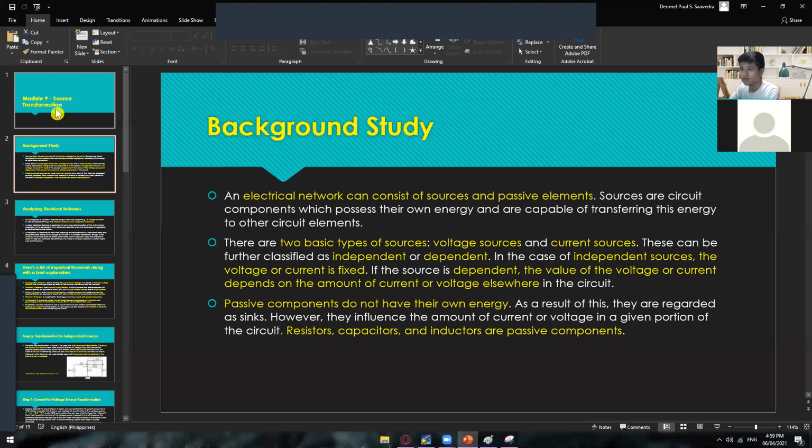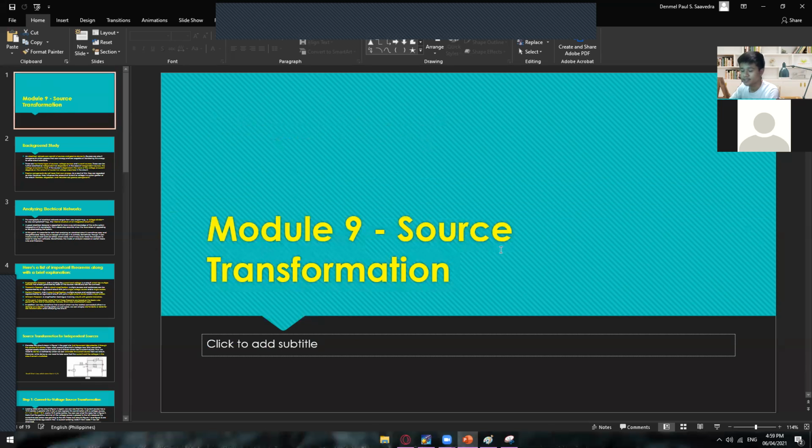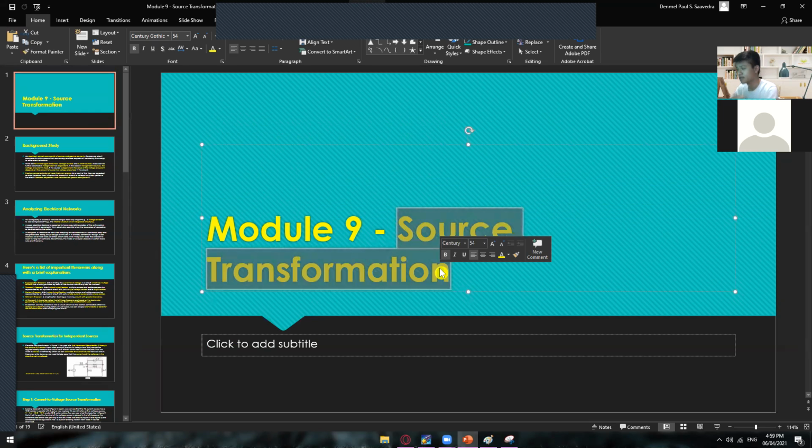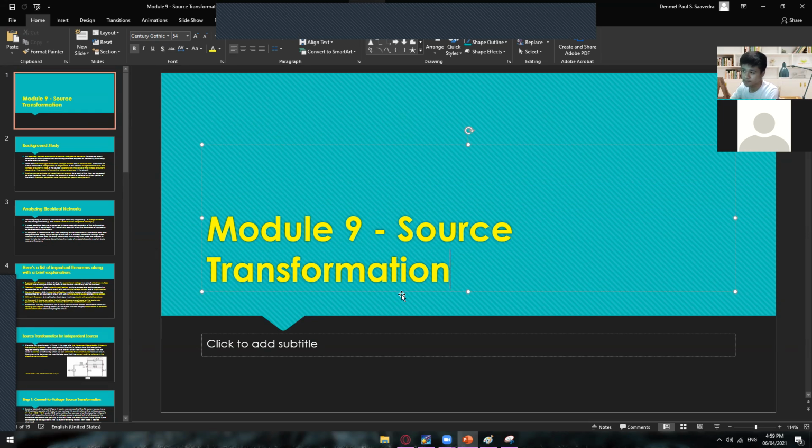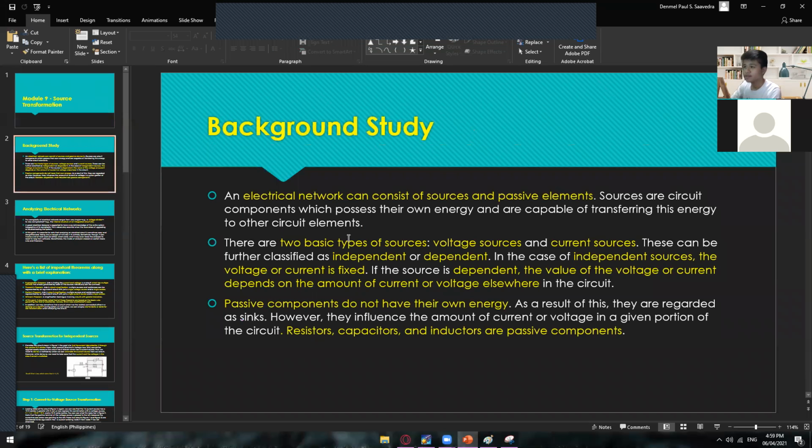For source transformation, just a very short description. If you have a current source, you can transform that into a voltage source. Vice versa, if you have a voltage source, you can also transform that into a current source. Okay, just a background study regarding source transformation.